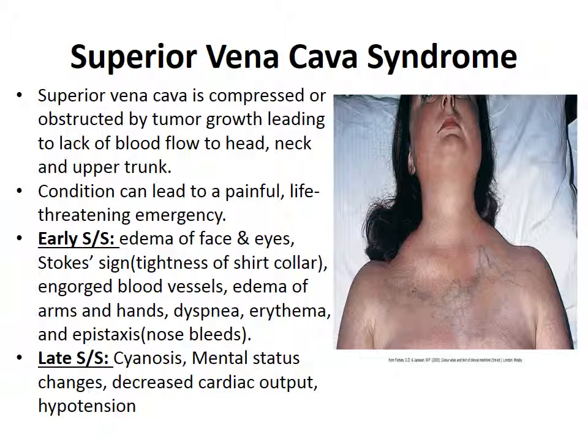And this slide depicts a young lady with superior vena cava syndrome. If you'll note, her neck looks like it has a shirt collar around it, and she has developed edema below this level. The superficial veins of the chest are engorged, and you can note that on this slide.